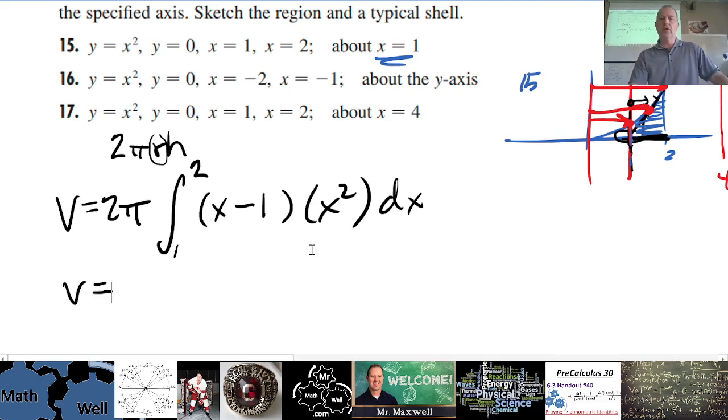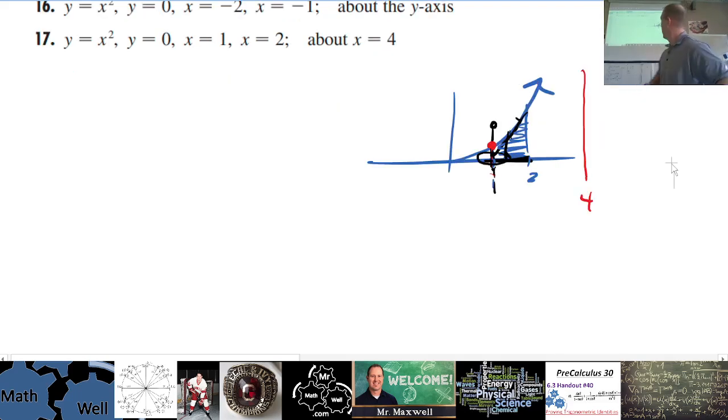And then number 17, I'll just go over quickly in the last 7 minutes or so that we have. All right, so let's take a look at 17. If you haven't done 15 yet, you can just put a hold on that, leave yourself some space here. Number 17 is a similar situation. It's y equals x squared again, above y equals 0, between 1 and 2. But the axis of rotation is all the way over here at x equals 4.